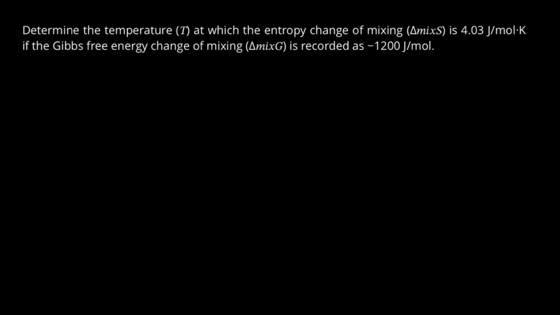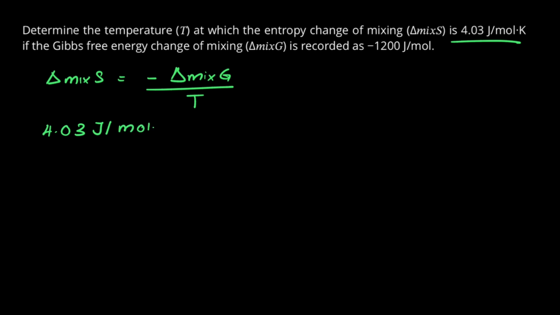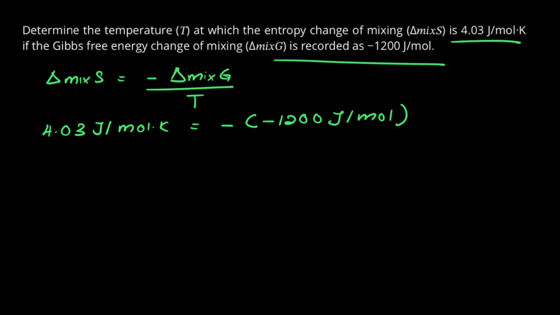In order for you to answer this question, we can use the formula of delta mix S is equivalent to negative delta mix G divided by T. In the question, you were given the value for delta mix S, which is 4.03 joule per mole Kelvin, which is equivalent to negative delta mix G, which is negative 1200 joule per mole, and T. So you were asked to determine what is T.